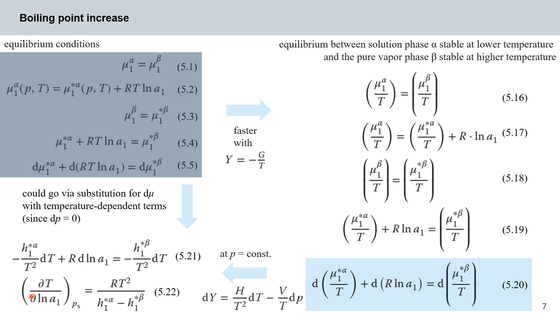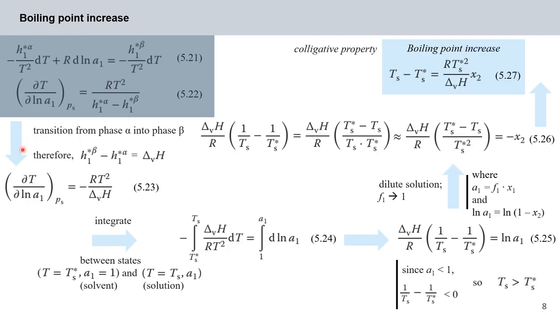Delta T over delta ln A1 at constant pressure equals R T squared over H1 star alpha minus H1 star beta. So now the boiling process is essentially a transition from the phase alpha into the phase beta. So it means, therefore, that H1 star beta minus H1 star alpha corresponds to the enthalpy of vaporization. We want to obtain the boiling point increase now as a function of concentration. So we must integrate our equation 5.23.